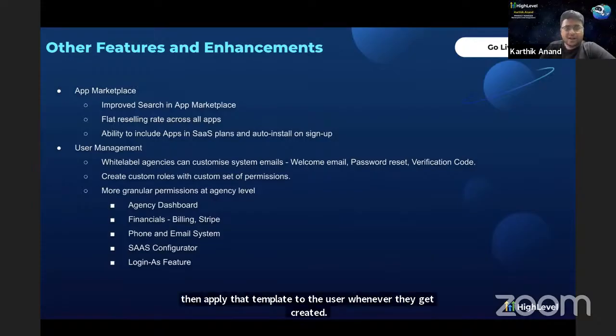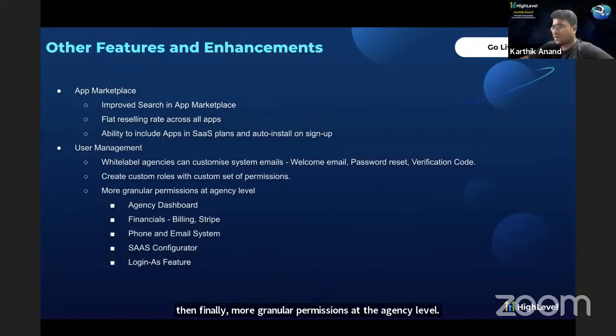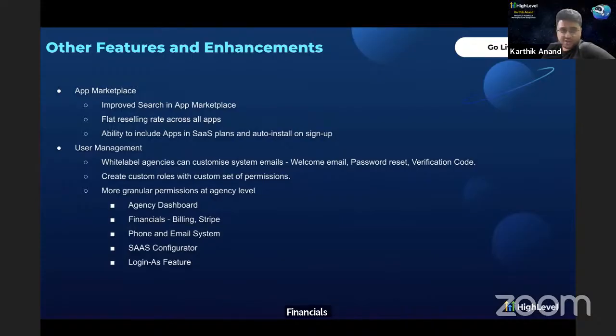And then finally, more granular permissions at the agency level. This is, I think, from the last call or the one before, where we asked you what are the top agency level permissions that we should be adding. These are inputs from this specific town hall call only. These are the 5 we're adding to start with: agency dashboard, financials, which is billing, Stripe, etc., phone and email system configuration, SaaS configurator, and login as. We'll be adding these 5 to the granular permissions list at the agency level, so that you as agency owner can decide whether your other agency users can access this or not.